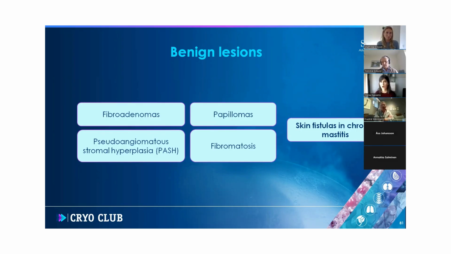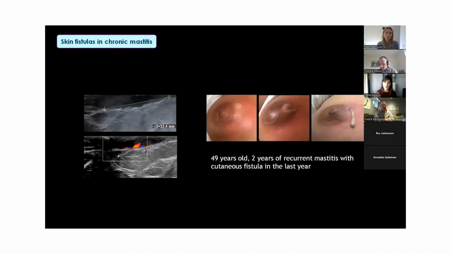So after a lot of experience with these other cases, one day we had one of these patients with a skin chronic fistula, and we decided to try to treat it with cryoablation, using the ice to try to induce a fibrosis along the tract of the fistula and try to close it. And this is actually the first patient we did.